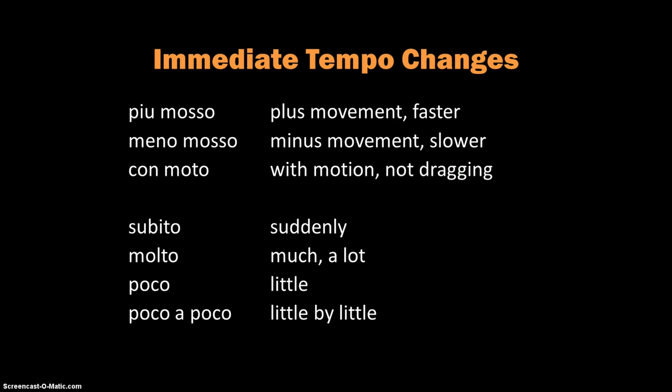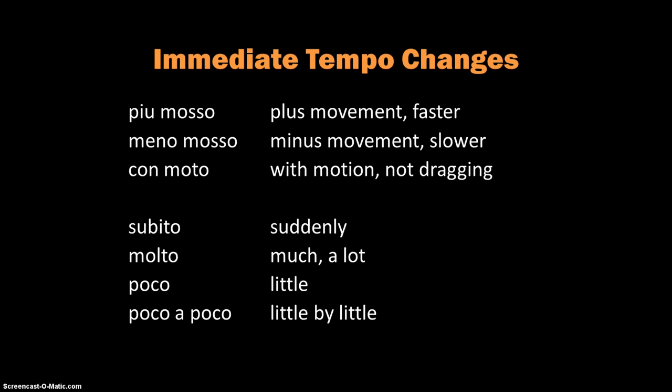And then we've got immediate tempo changes, some terms here that you might see in music. Più mosso, the way to remember that one is plus movement. Usually it means you're going to be going faster than the section preceding that. Meno mosso, just the opposite, minus movement, so slower. Con moto, with motion. Usually that's used, well, we'll get into that later. But just not dragging. You want to keep the music moving forward. You don't want it to feel like it's pulling back.